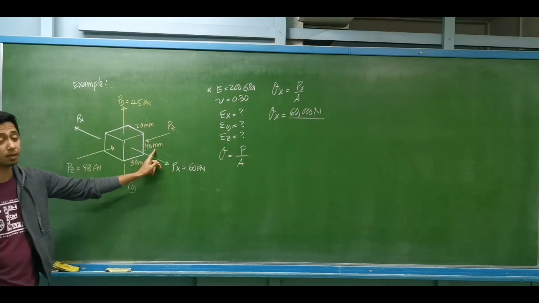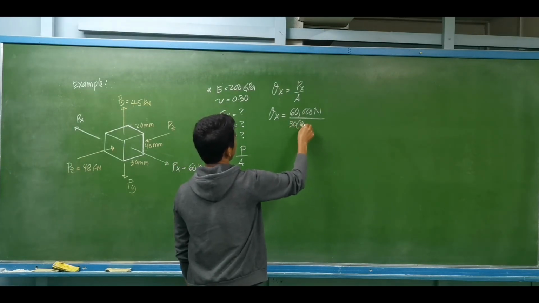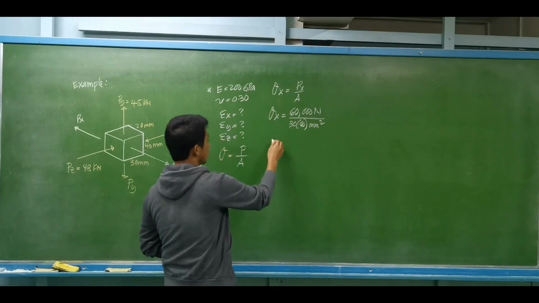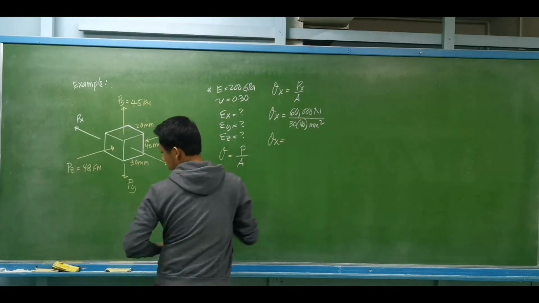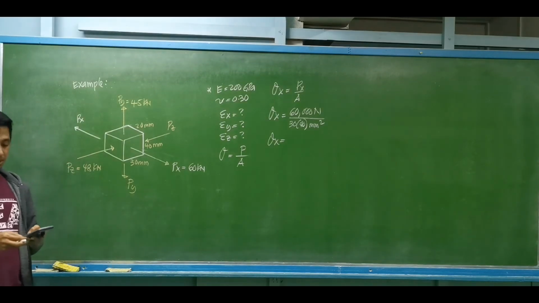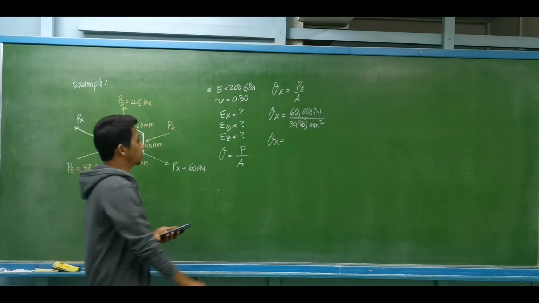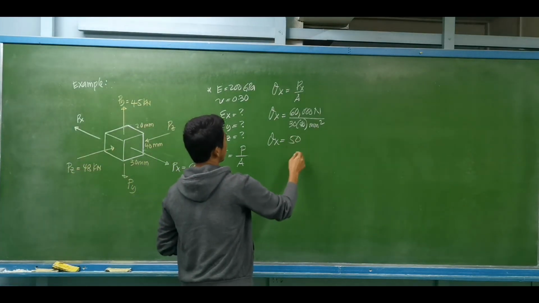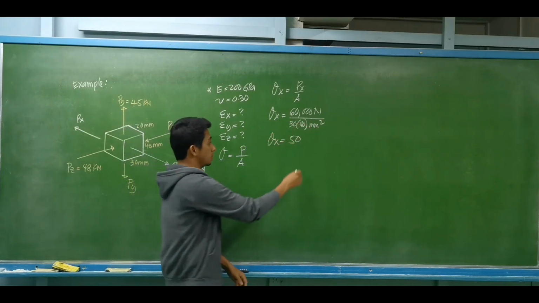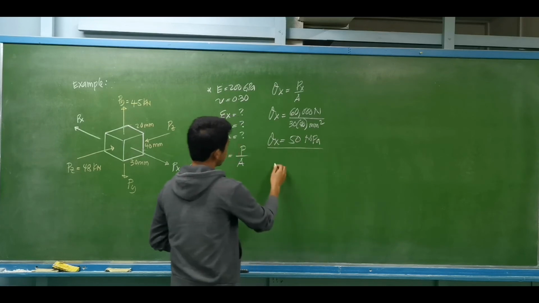That is 30 by 40. So this is divided by 30 by 40, which will be in terms of square millimeters. So we have the stress along x is equal to 60,000 divided by 30 by 40. That is equal to 50. Take note, this is under tension, so 50 newtons per square mm is 50 megapascals. That's the stress along x.